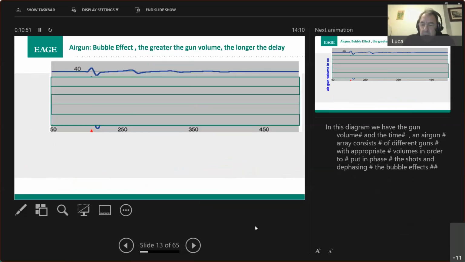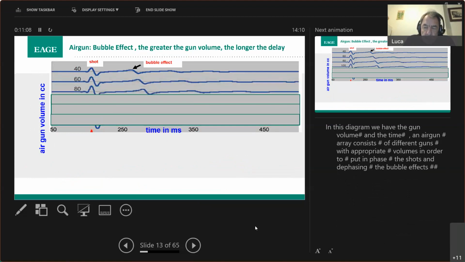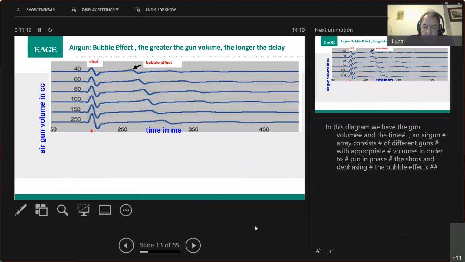Here, in this diagram, you can see the volume of the guns and the time. An airgun array consists of different guns with appropriate volumes in order to put in phase the main shot and phasing the bubble effect.